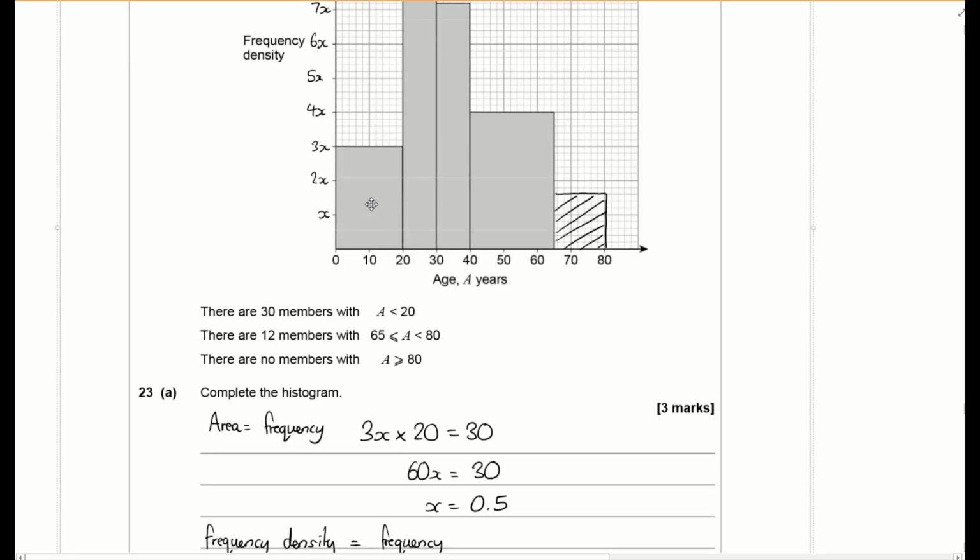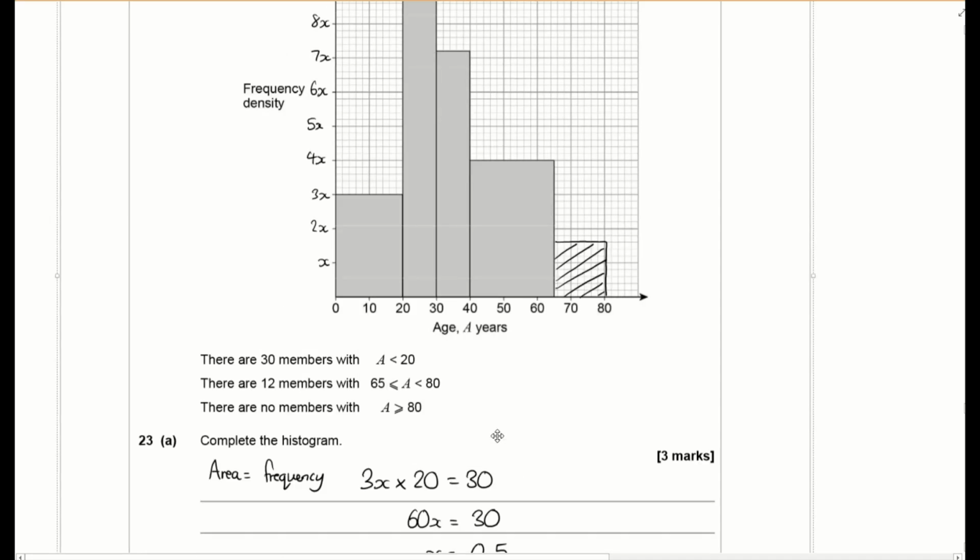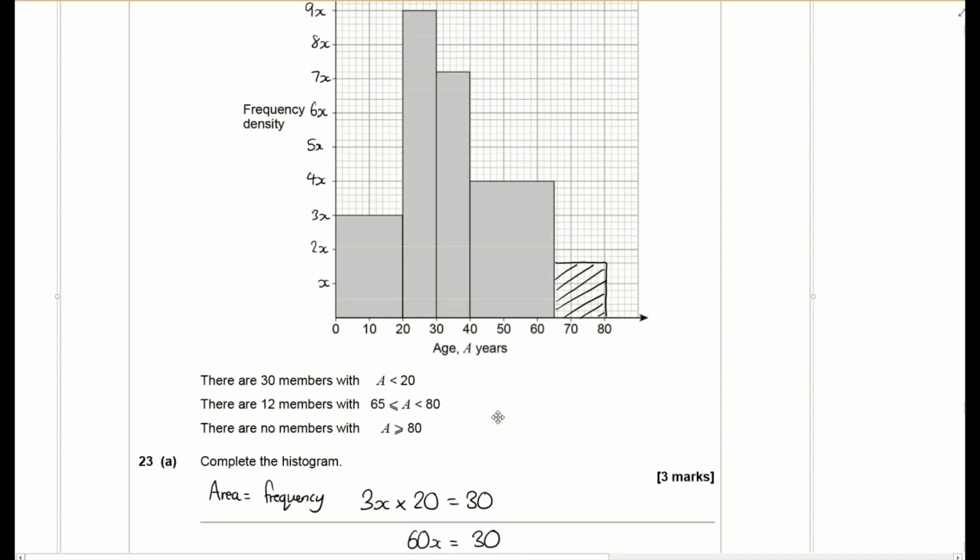Now, we did know that the area of this particular rectangle here had to be 30, but we also know its width here is equal to 20. So we can say 3x, which is the length, multiplied by 20 must equal 30. So 3 times 20 is 60, 60x equals 30, divide by 60, and x equals 0.5. So we now know that the histogram is actually going up in 0.5s.